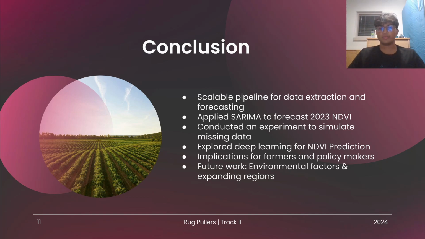In conclusion, we've developed a scalable pipeline using VetScrape and CropScape data to forecast crop phenology across western U.S. counties. We applied SARMA to both real and simulated data and explored a deep learning approach with LSTM, both achieving strong results. Our work could empower farmers to optimize resource use and make informed decisions, while policymakers could also leverage these insights for food security and resource allocation. Future work includes adding environmental factors like precipitation into the feature set and also expanding the model to generalize across other regions.